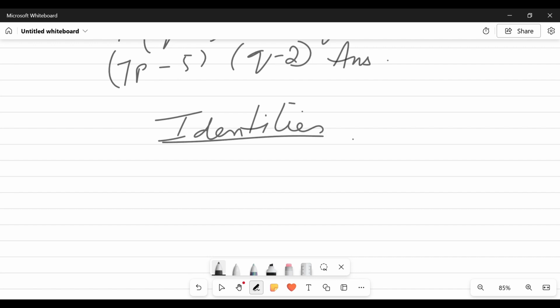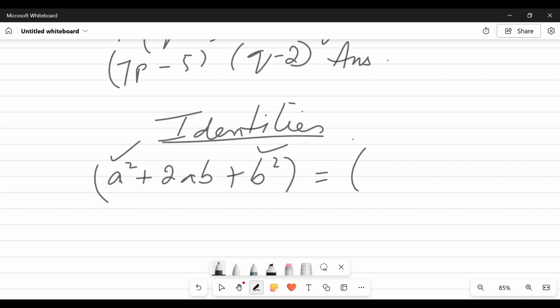Here, if the question is in this form, like a square plus 2ab plus b square, meaning the first one and the last one are perfect squares, how will we convert this into (a plus b) the whole square?